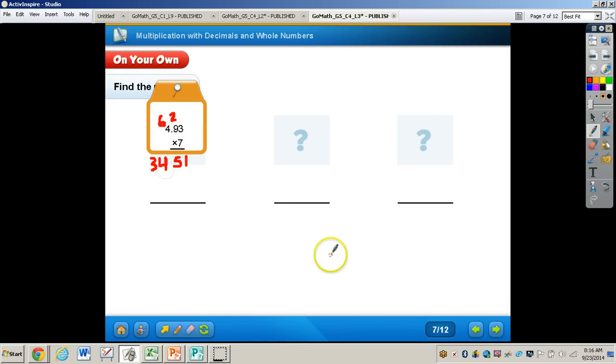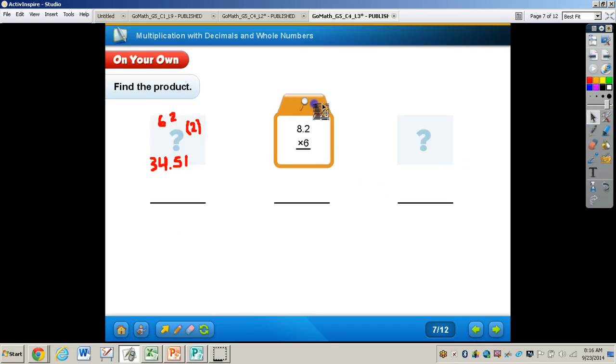Okay, now thinking back to our tip that I gave you, remember we have 2 places to the right of the decimal in my problem. Okay, within all of my factors. So because there are 2 places to the right of the decimal within my factors, that means I need to have 2 places to the right of the decimal with my product. So I'm going to put my decimal between the 4 and the 5.